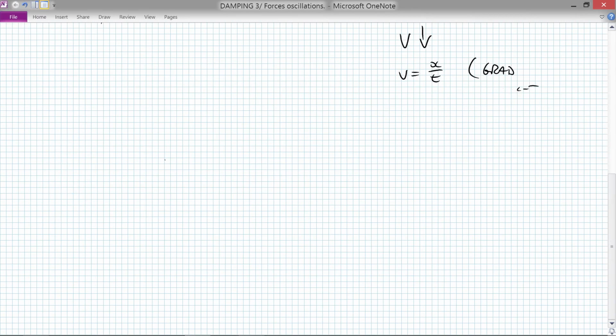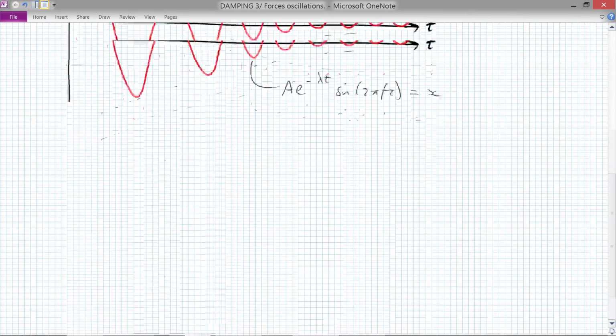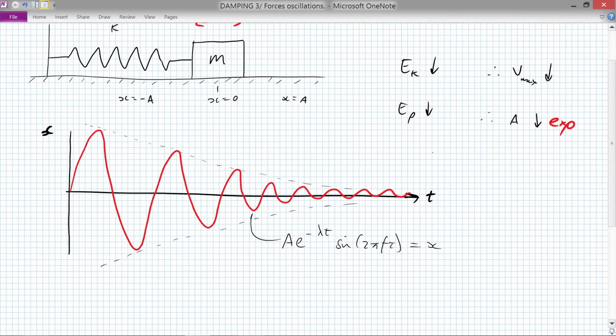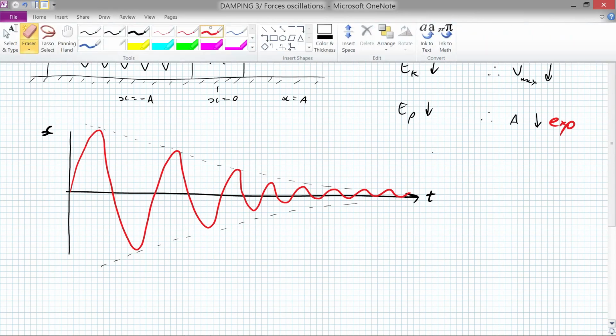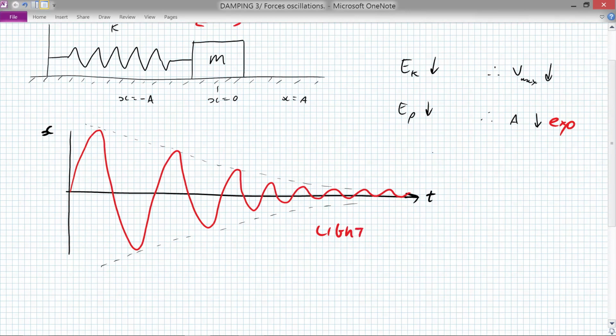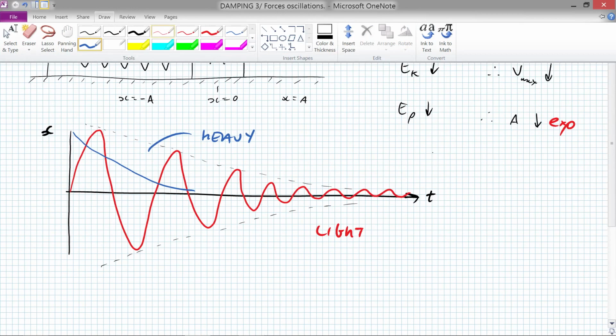The final thing to look at with damping is that there are actually three kinds of damping that we're interested in. So in red, if I just get rid of all this, this here is light damping. Let's pick another colour, blue. We can also have heavy damping, which will go from some maximum down to 0, so this is heavy. That doesn't oscillate, it just goes exponentially down to 0.